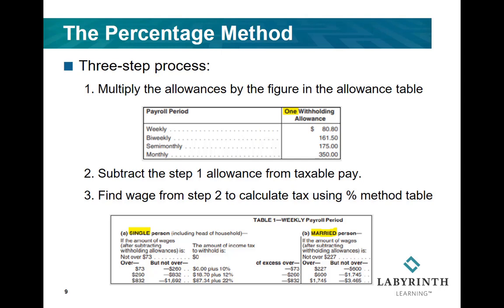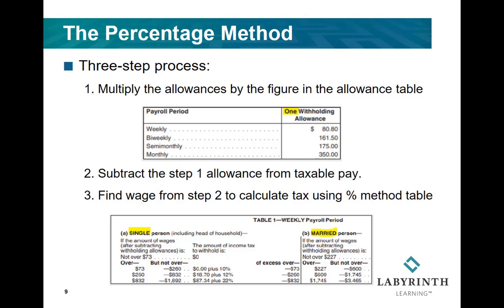So what is the figure in the allowance table? Well, first, the allowance table is in the back of your book. So locate that, and then in this table, see the column payroll period. Find what is the payroll period. For example, let's say it's semi-monthly and the corresponding allowance for 1 is 175. But if it's 3 withholding allowances, then use the number 3 times 175. Then you get the allowance amount.